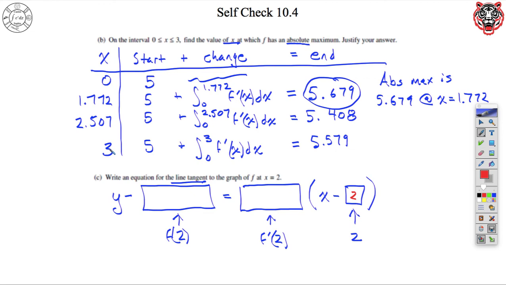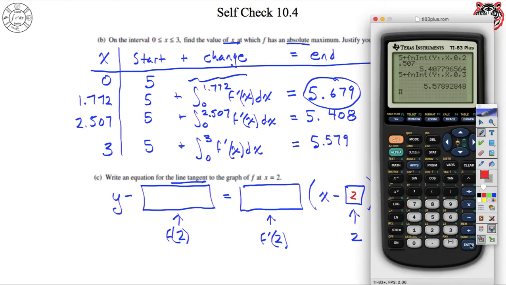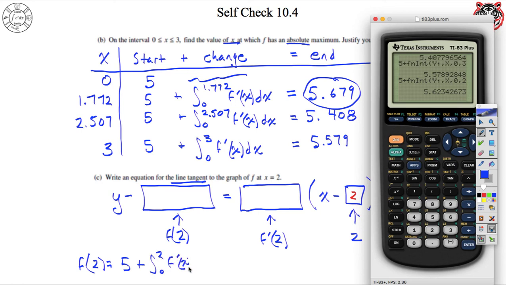We basically have to do this table again, start plus change equals end. I have that on the calculator already, so I'm just going to do second enter, and instead of a 3 there, I'm going to do a 2 there. Mathematically, what I'm saying is f of 2 is equal to my start, 5, plus the change, integral between 0 and 2 of f prime of x dx, and that is equal to, as the calculator says, 5.623. And I can go ahead and fill that into my table.